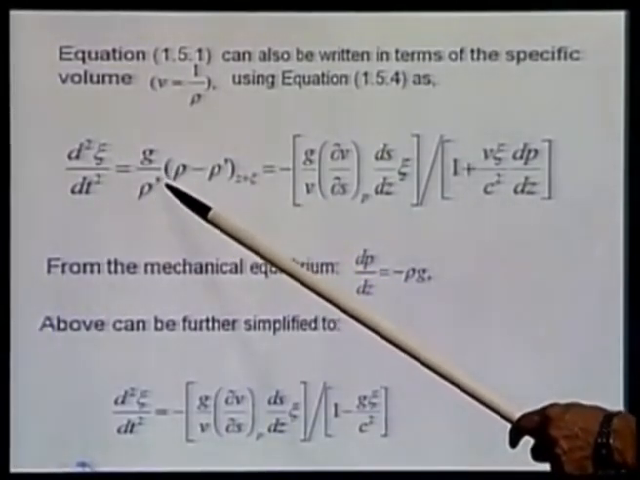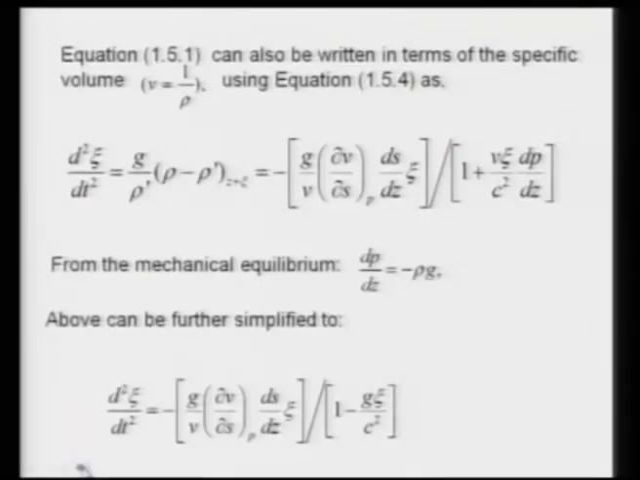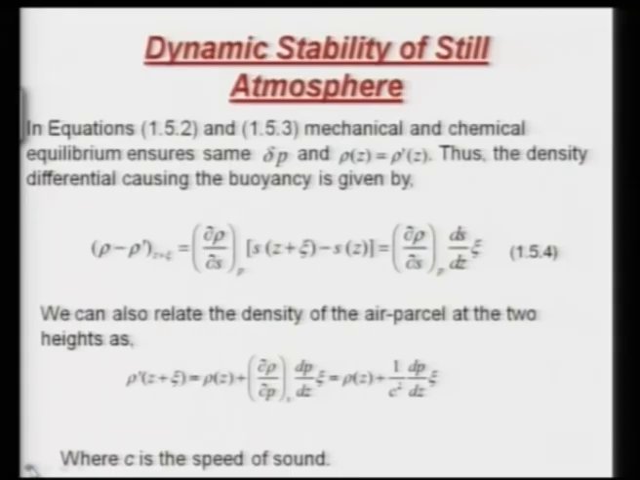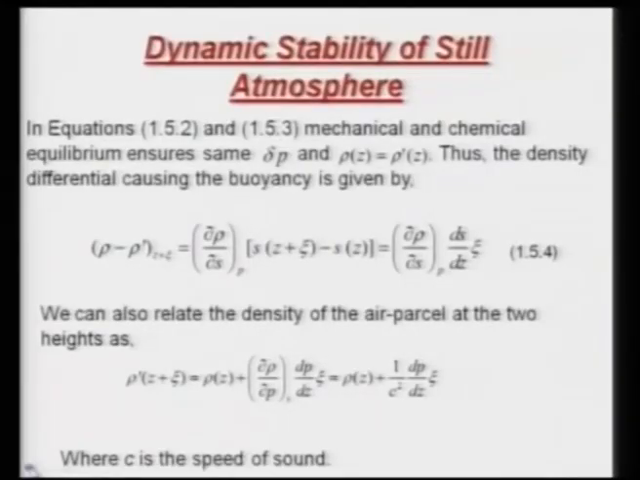Remember, this is ρ′, and that is nothing but, if I see the previous transparency, there I have worked it out, ρ′ at z plus the lower expression. So, if I write this as ρ′ by ρ, I will get 1 plus 1 upon ρc² dp/dz ξ. So, this is going to be in the denominator of the governing equation. That is what we have done. Okay.